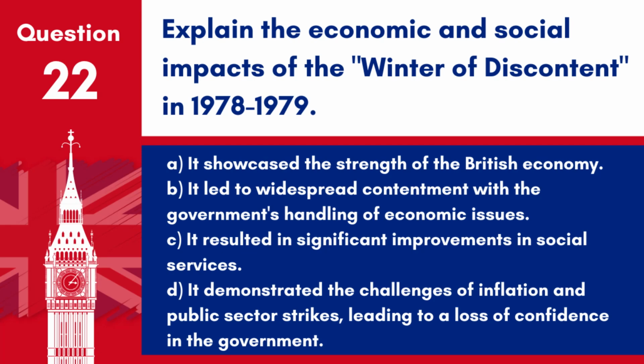Question 22. Explain the economic and social impacts of the Winter of Discontent in 1978 to 1979. A. It showcased the strength of the British economy. B. It led to widespread contentment with the government's handling of economic issues. C. It resulted in significant improvements in social services. D. It demonstrated the challenges of inflation and public sector strikes, leading to a loss of confidence in the government.